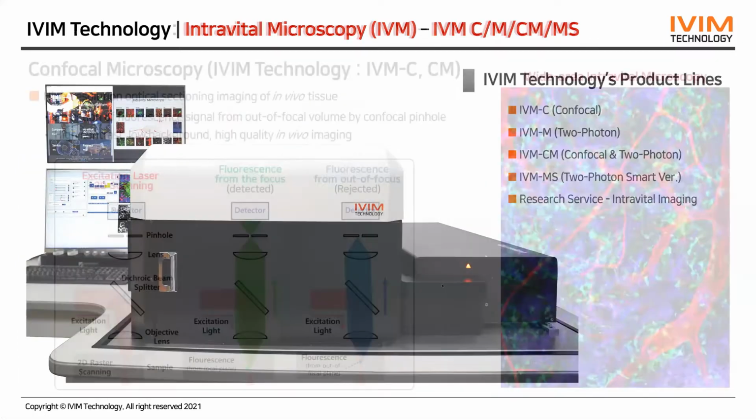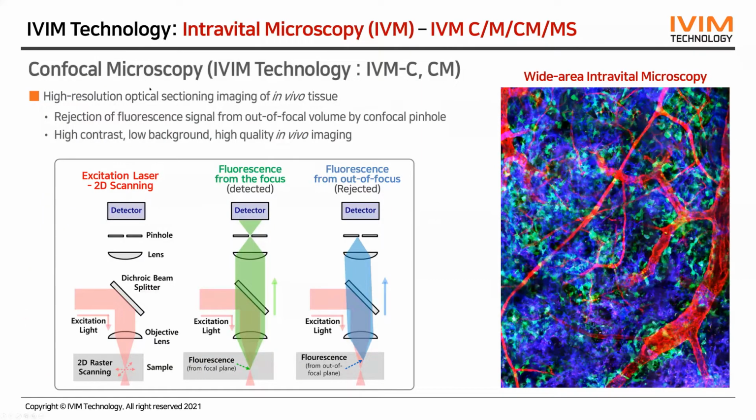Okay, so from now on, I'd like to explain a little bit about the technology. First of all, I'd like to explain the confocal microscopy model, the IVIM Technology's IVIM-C and CM model. I guess many of you already know what a confocal microscope is. A confocal microscope is optical sectioning microscopy to get a sectioned image from thick tissue.